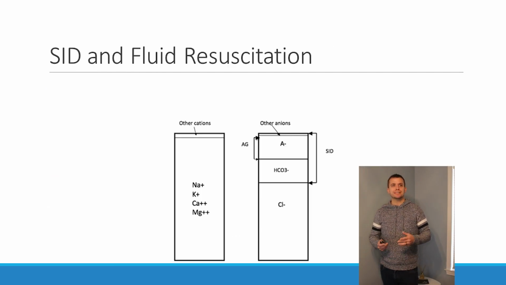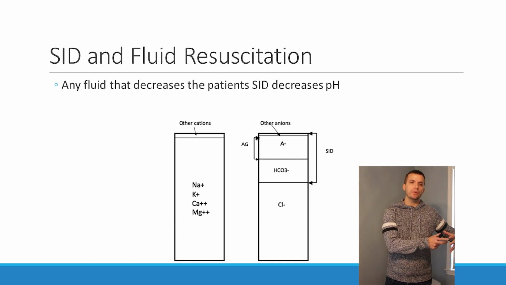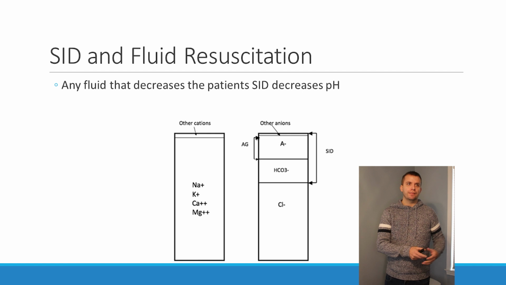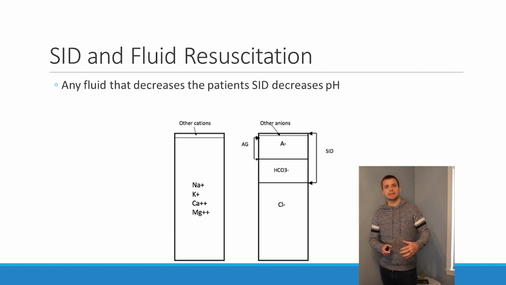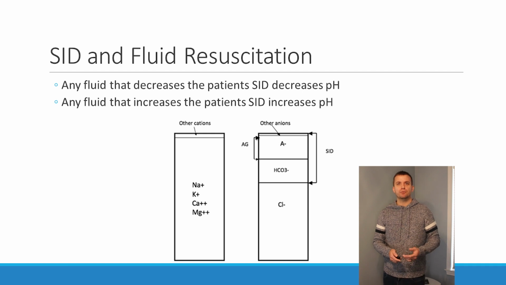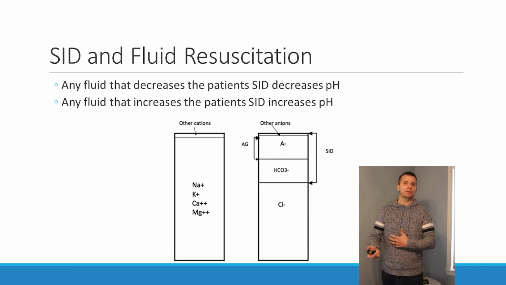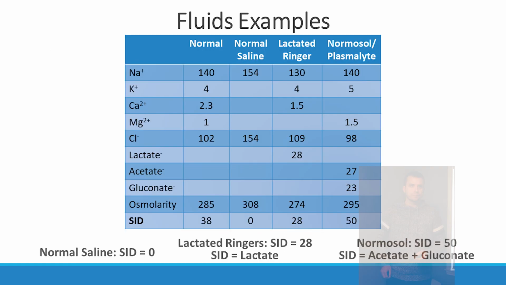So in resuscitation fluid, the idea is that if we give somebody a fluid that decreases the patient's SID, it will decrease their pH. It will make them more acidotic. If we give them a fluid that increases SID, it will increase their pH. It will trend them towards more alkalosis.